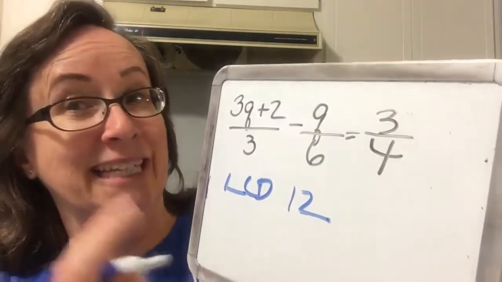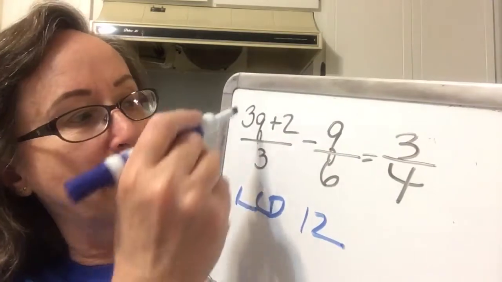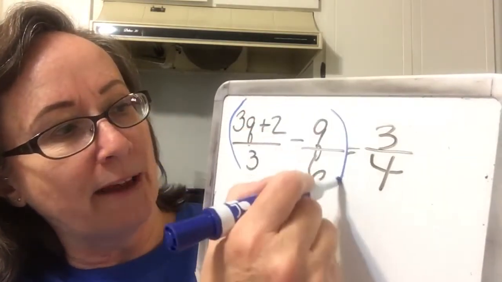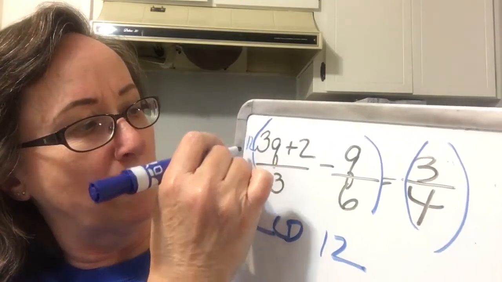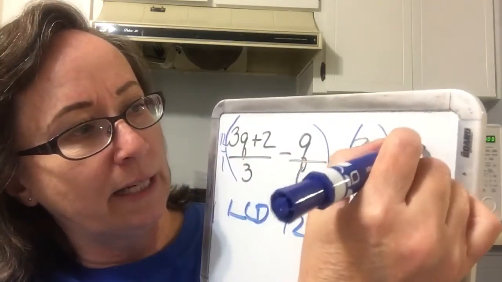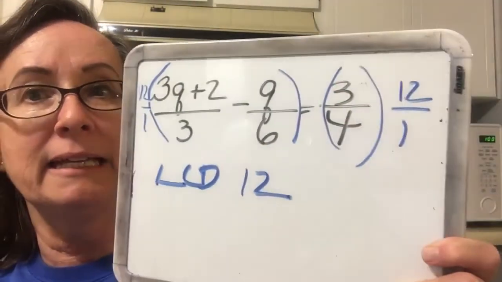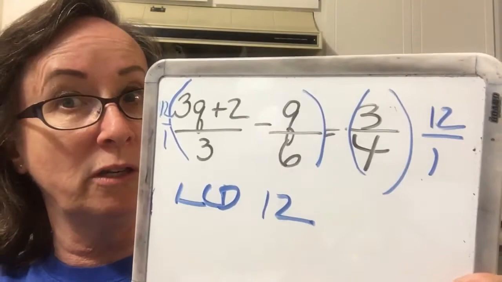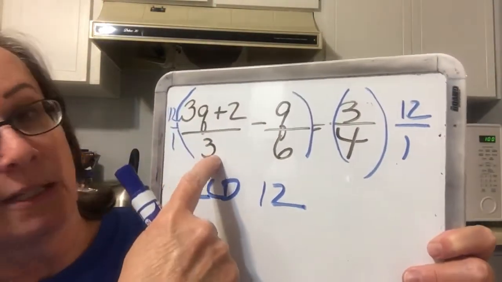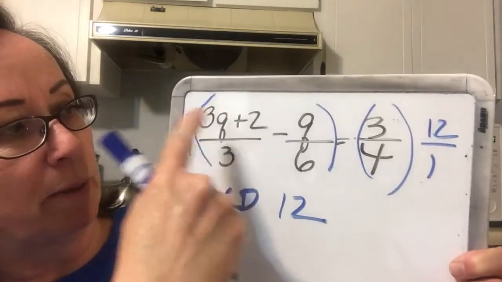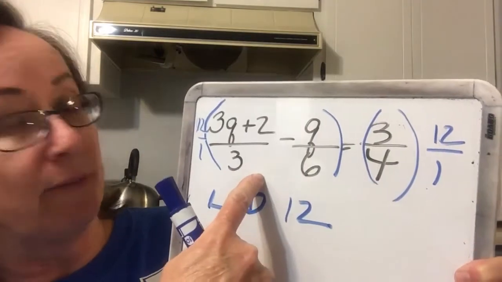So now I will multiply both the left and the right sides by 12. And I'm just going to write a 12 over 1 here, and a 12 over 1 over here, so that I can keep in mind that the 12 is going to the numerator. Now this 12 is going to cancel the 3. When I distribute this across to both of these, the 12 will cancel the 3, leaving a 4.